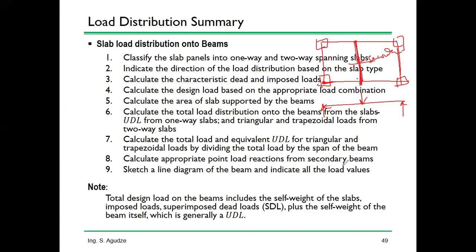Okay, so what do we do if we are doing slab loading? We classify the slab panels, indicate the direction of the load distribution, calculate the characteristic dead and imposed loads, calculate the design load based on the formula we have seen, 1.4 GK plus 1.6 QK, and then calculate the area of the slab supported by the beam, and then calculate the total load distribution onto the beams. And calculate the total load and equivalent UDL. These are just some steps that you can also follow and do at your own pace, okay?